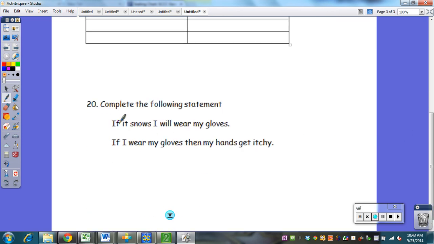Complete the following statement. This is the law of syllogism that says, if it snows, then I'll wear my gloves. That's the conclusion of the first, which is the hypothesis of the second: if I wear my gloves, then my hands get itchy. So we can make a statement, if P, then R. If it snows, then my hands get itchy.